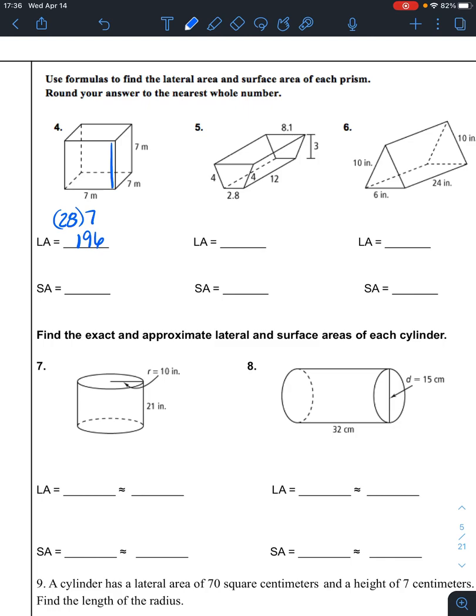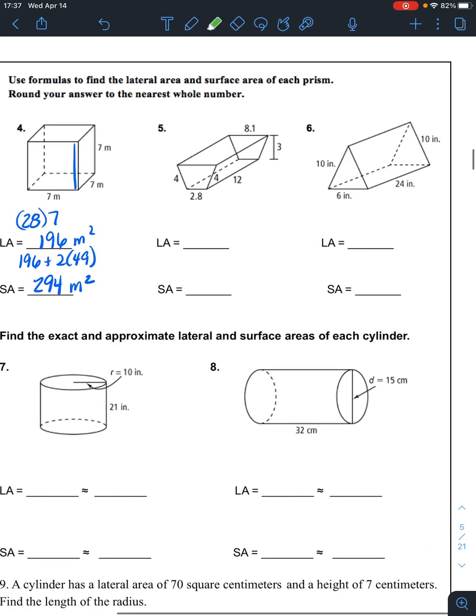You could also do 4 squares at 49 apiece, 49 meters squared apiece, so that's meters squared. Then you've got your surface area, add 2 more squares, so take the 196 and add 2 more squares at 49. So 196 plus 98 is 294 meters squared.